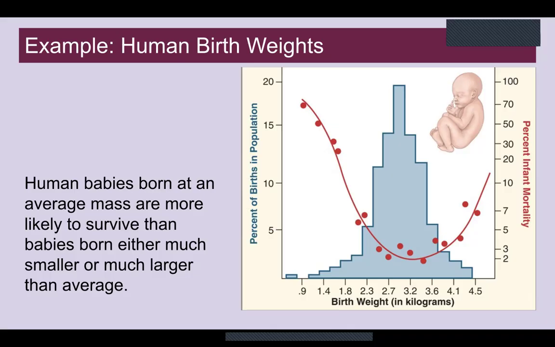And then conversely, on the other end of that graph, the bigger you are at birth, the higher the chances of infant mortality as well. So that is stabilizing selection. The two extreme phenotypes, really small and really big, are being selected against, and the middle trait, average weight, is being selected for.